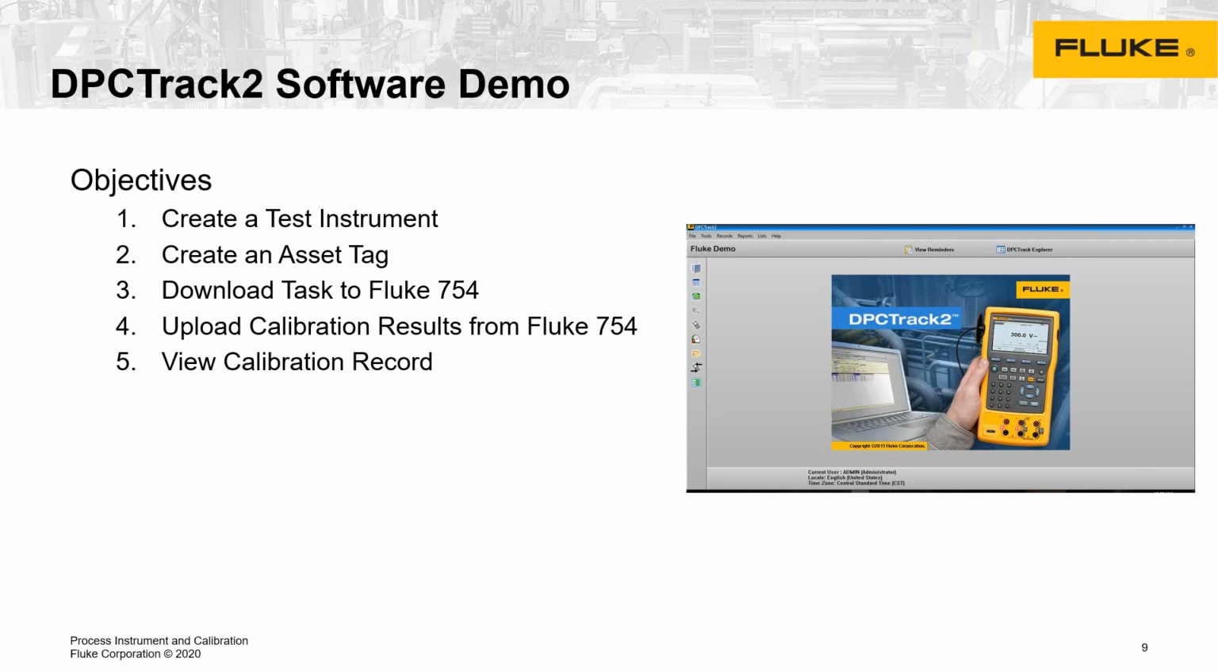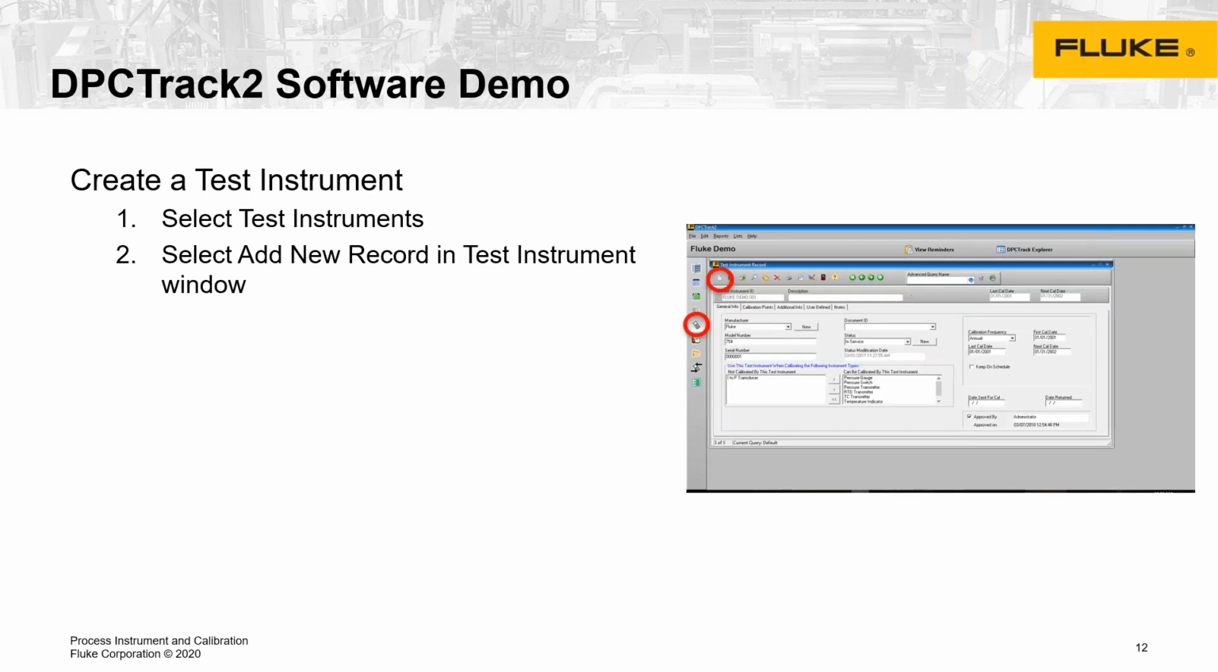instrument, creation of an asset tag, downloading that information into the Fluke 754, running a calibration on both the 754 and the 729 to give a representation of what that would look like, and then uploading the results back into the software and viewing a calibration record.